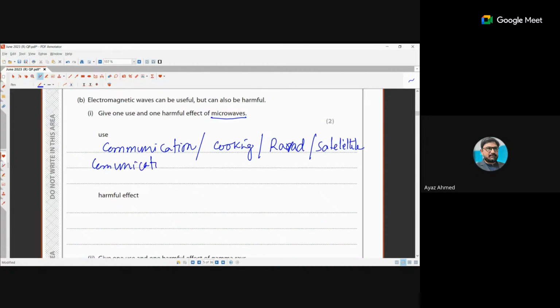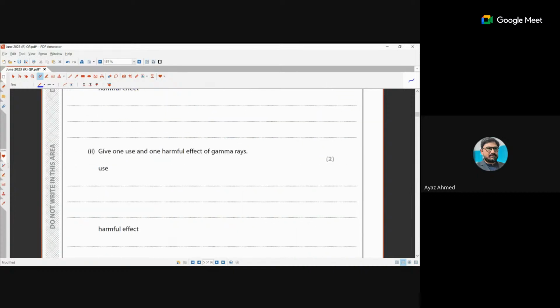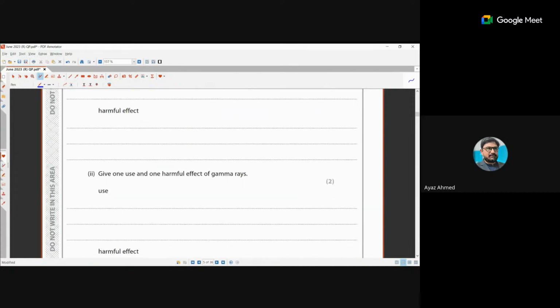So basically, as I generally told you, they are useful in communication. And what are the harmful effects of that? The harmful effects of the electromagnetic radiations are again very simple. Gamma rays cause cancer. That was the only wave which is used as the cure of cancer, as well as they cause cancer.